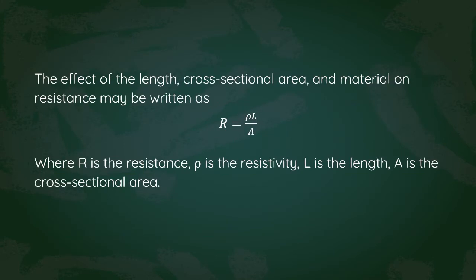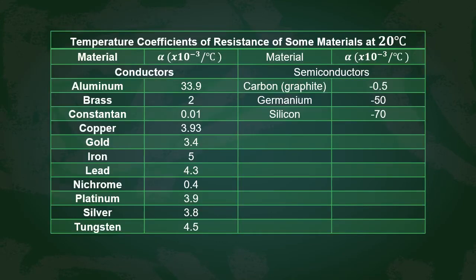The effect of the length, cross-sectional area, and material on the resistance may be expressed in a mathematical equation written as resistance, or R, is equal to rho multiplied by L divided by A, where, of course, R is resistance, rho is resistivity of the material, L is the length, and A is the cross-sectional area of the wire.